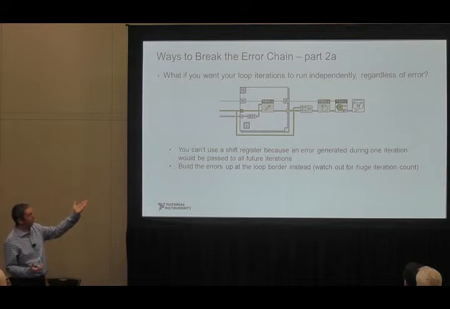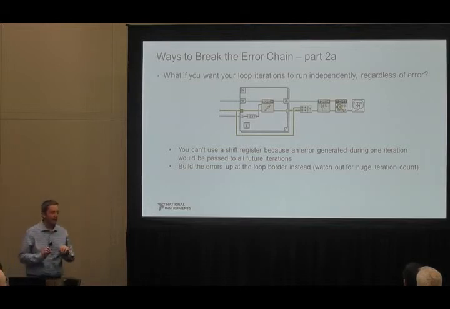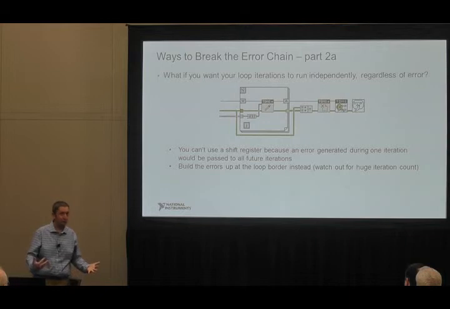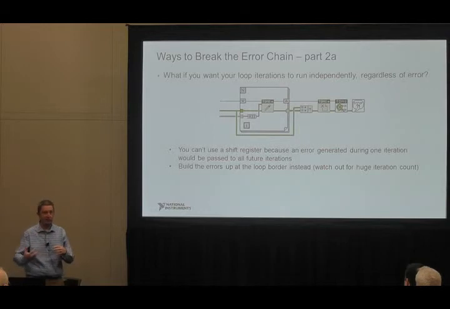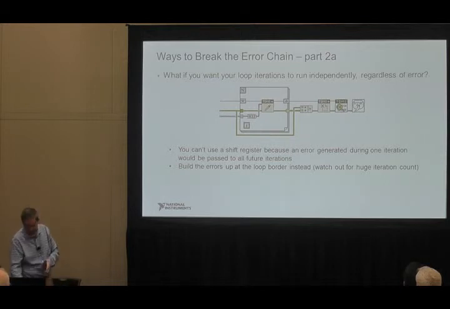So instead, we build up the errors on the loop border. I have yet to run into a case where somebody did this and ended up having a performance issue, and that's because I have yet to run into a case where somebody wanted this loop to run 1,000,000 times. Usually in these situations, your loop's going to run a small number of times. If there's the chance that your for loop is going to run a whole bunch of times, you need to be concerned about building up those errors on the loop border, because now you've got an array of error clusters. And if there's 10 of them, no big deal. If there's 1,000,000 of them, kind of a big deal. So watch out for high iteration counts.